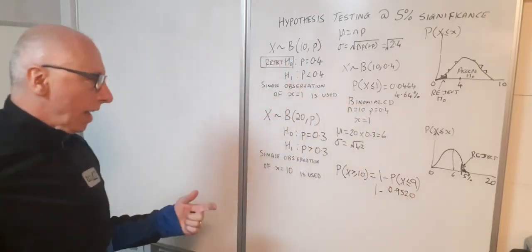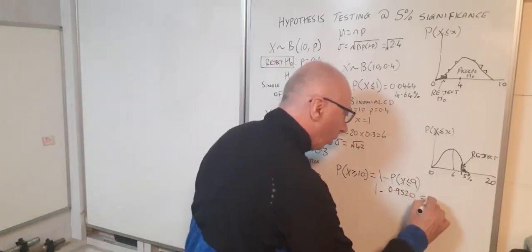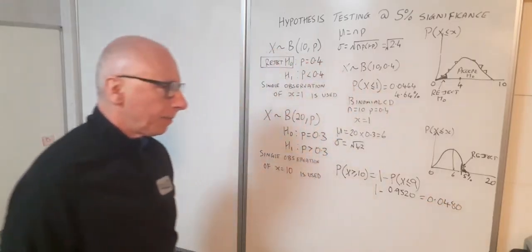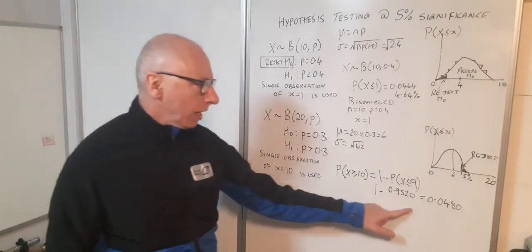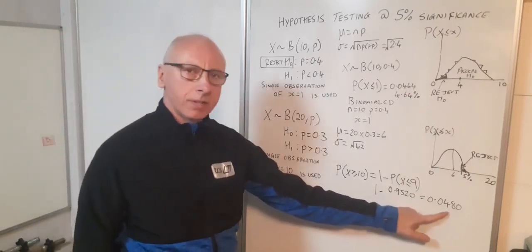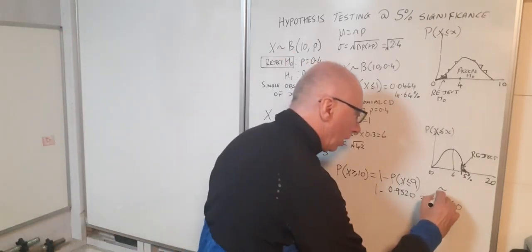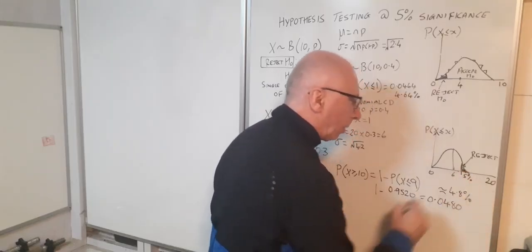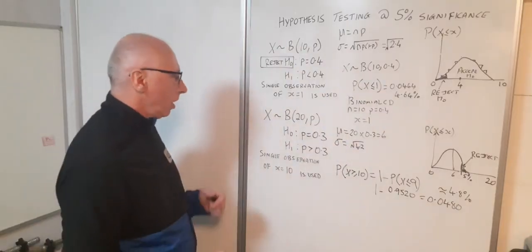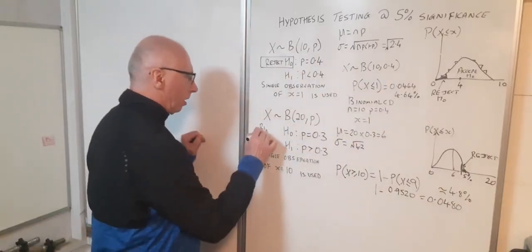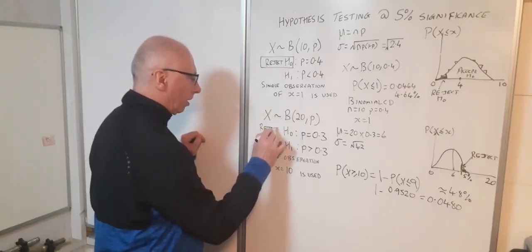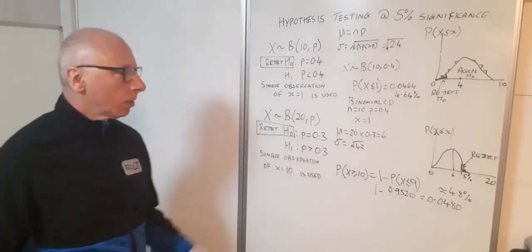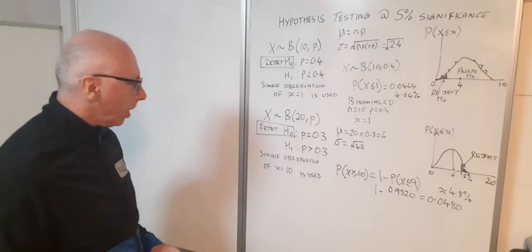0.9520, and that would come out to 0.0480 approximately. Now again, we can see that that is also less than 5%. So this is approximately 4.8%. That would definitely be in our rejection region. So therefore, again, we can reject the null hypothesis. And that's how we get to our result in this question.